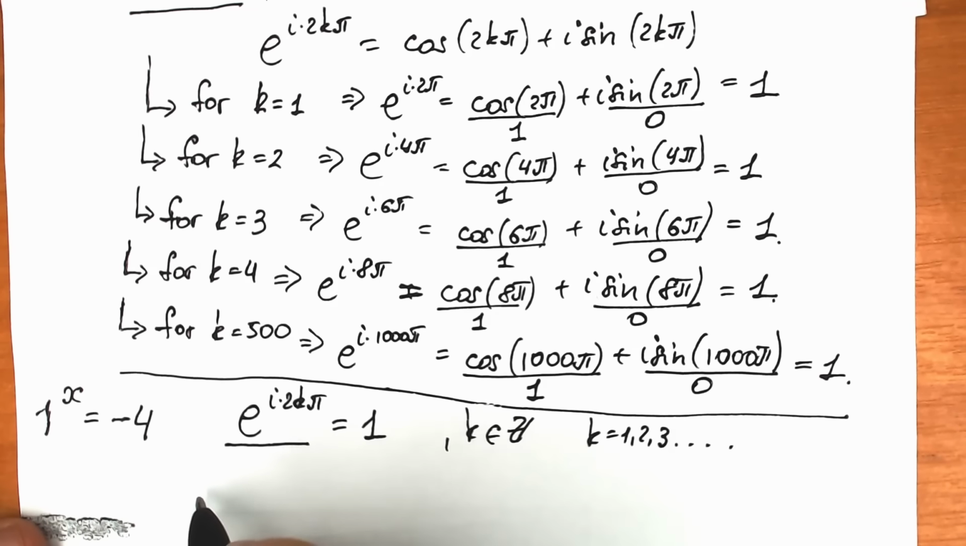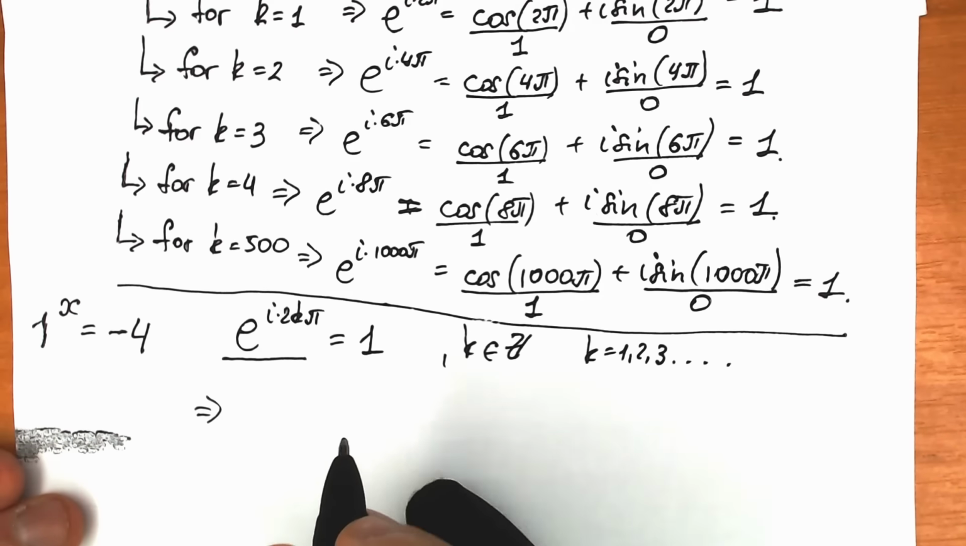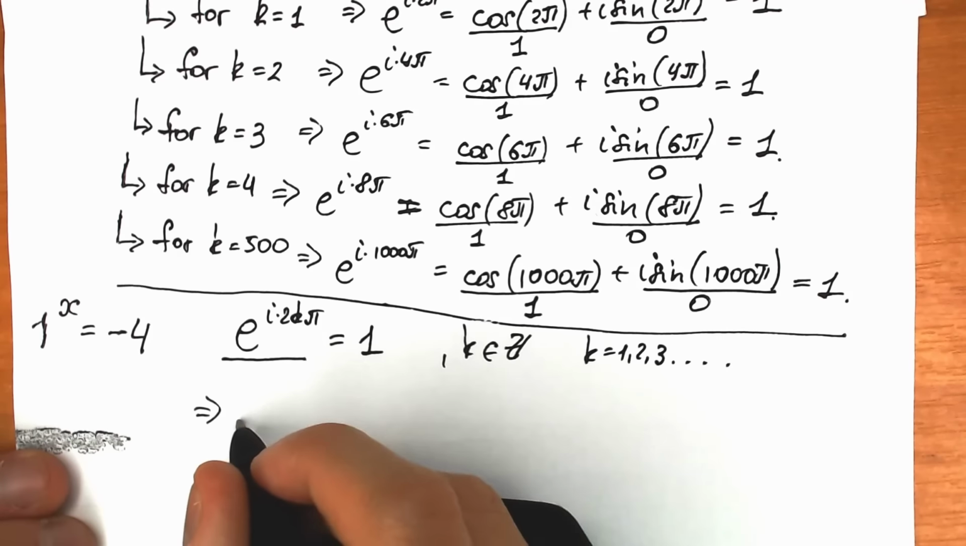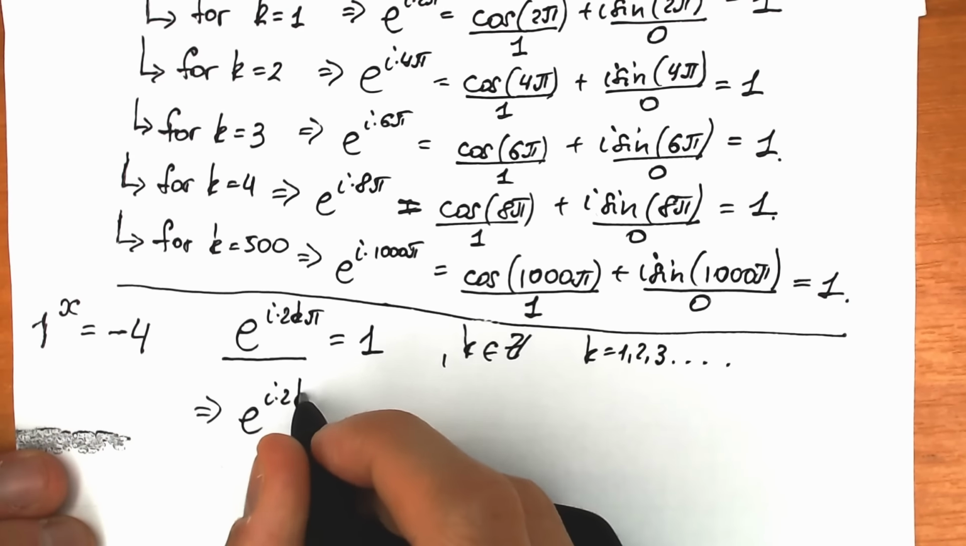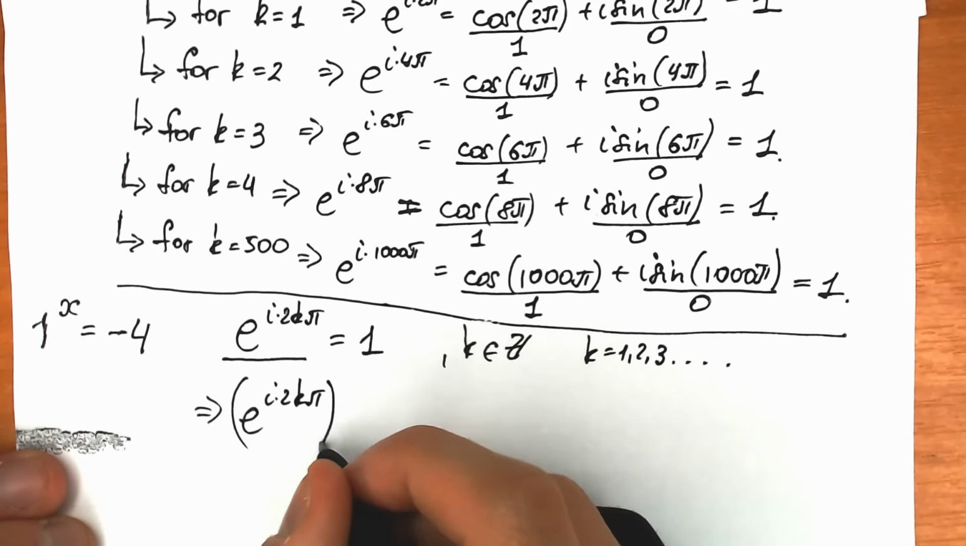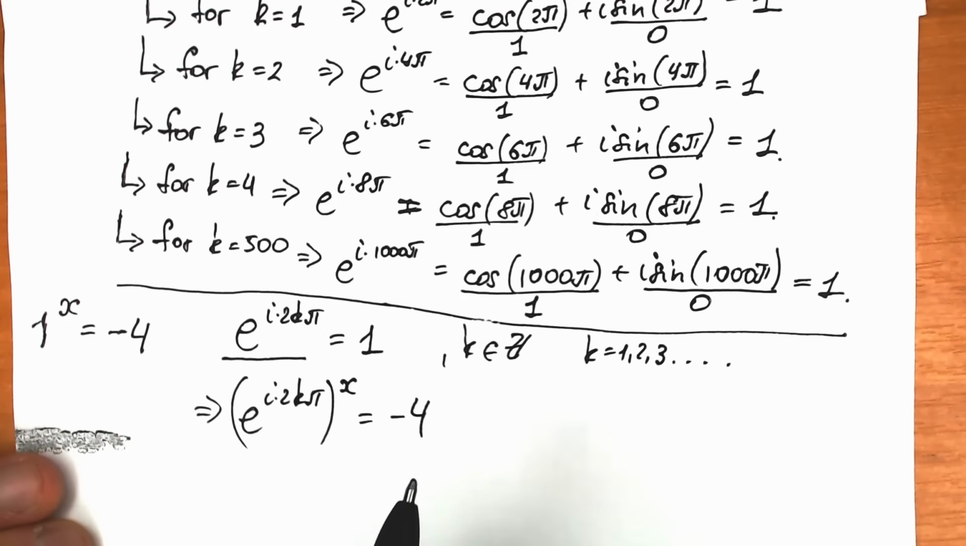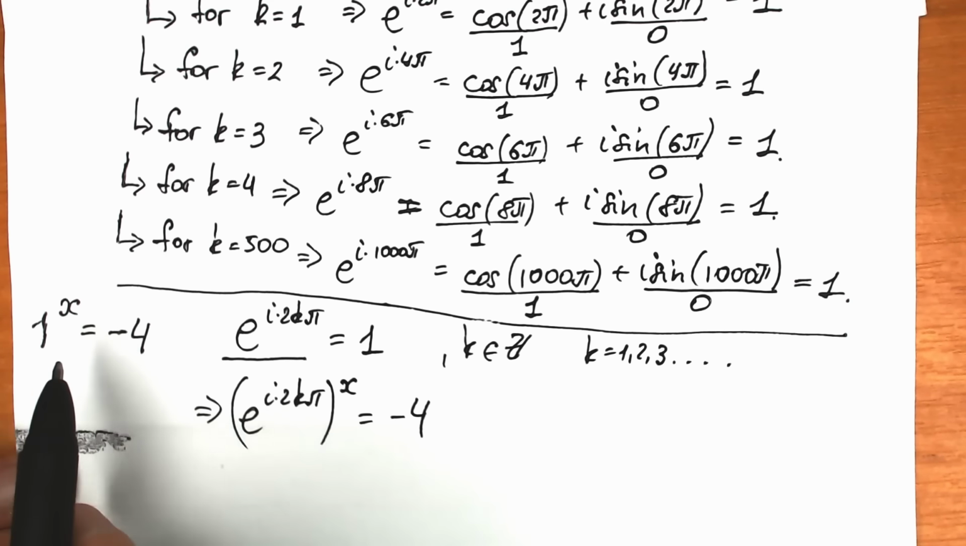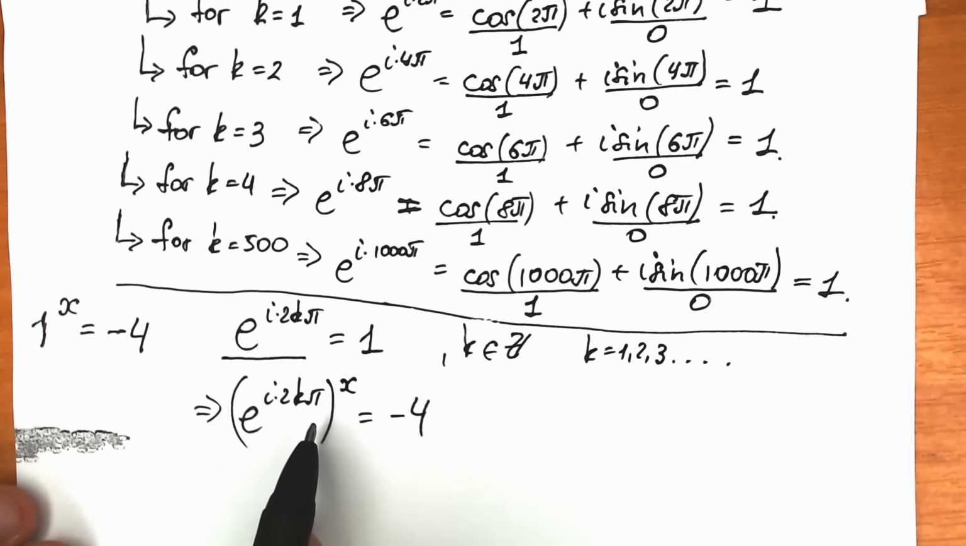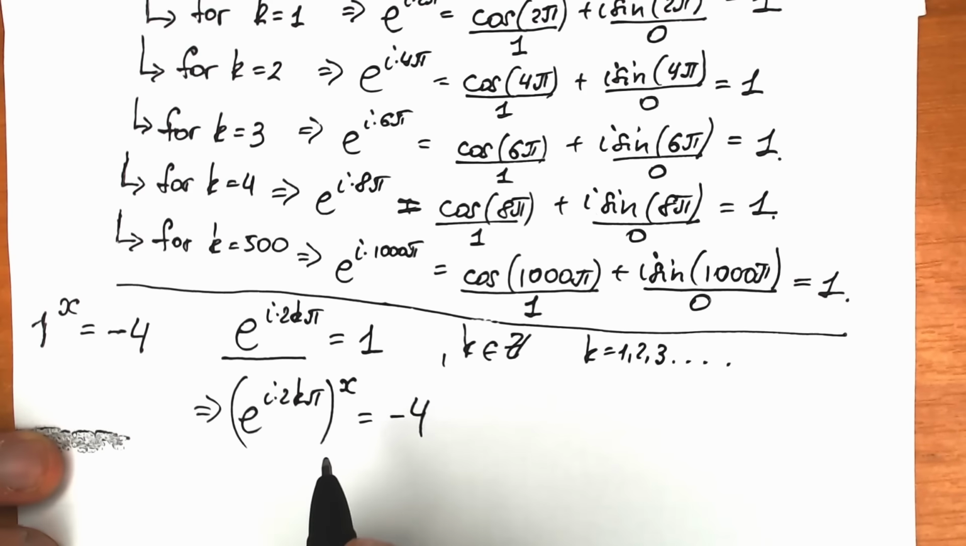Let's write it right here in the new line. So we have e to the power i times 2k pi, to the power x, equal to minus 4. Okay, so I hope you understand this step. We're going to plug in this expression instead of this 1. Right now, how can I solve this equation?